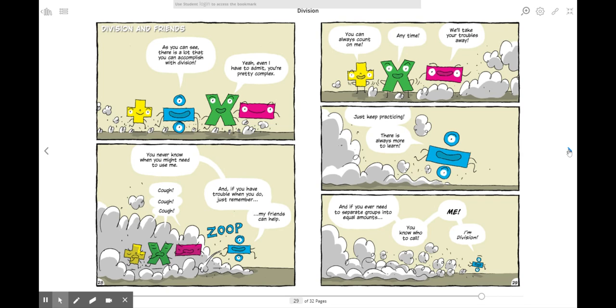Division and friends. As you can see, there is a lot you can accomplish with division. Yeah, even I have to admit, you're pretty complex. You never know when you might need to use me. And if you have trouble when you do, just remember, my friends can help. You can always count on me anytime. We'll take your troubles away. Just keep practicing. There is always more to learn.